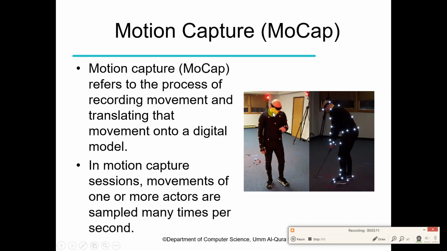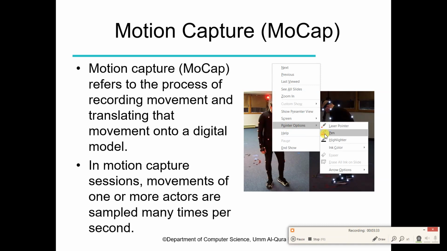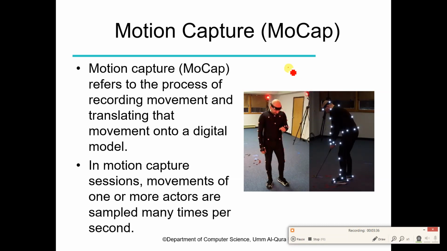Here you can see on the right side a picture in which a human being is going to perform some motion, some action, some movements, and by using cameras and markers we are going to record these motions. You can see that these are video cameras, placed at different locations in the room where the motion capture session is being recorded.